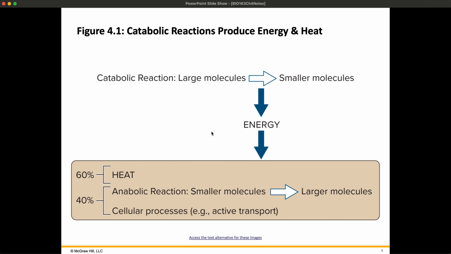So here's an overview of that. You can see at the top, catabolic reactions: large molecules being broken down into smaller ones. It's releasing energy. That energy is in the form of heat that circulates through our bloodstream and warms up our body, and also the actual functional energy that we can use, whether that is active transport or these anabolic reactions of forming larger things for growth and repair.